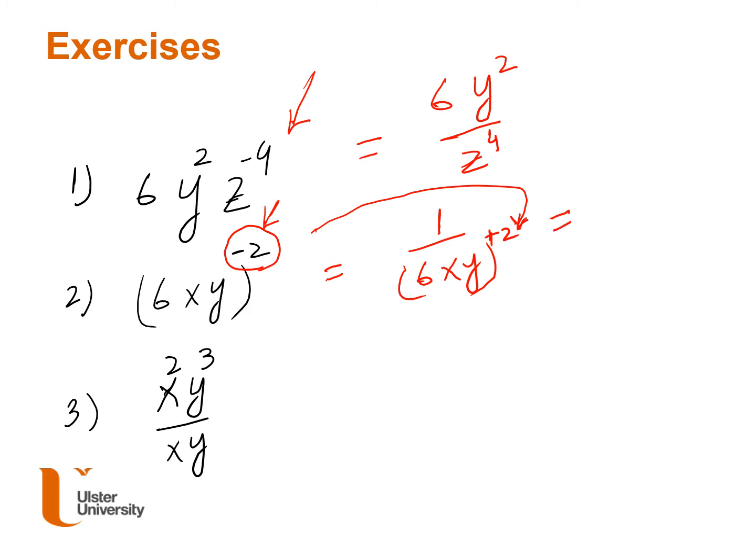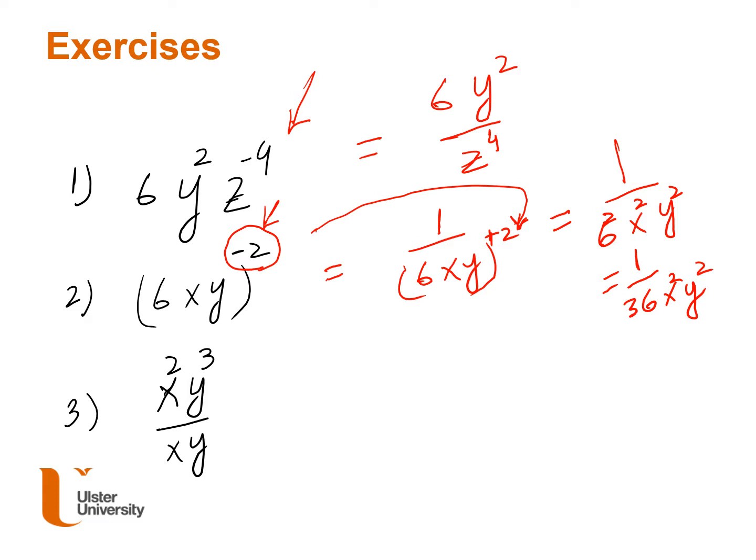We can simplify it a little bit using laws of exponents. We can write 1 over 6 to the power 2, x to the power 2, and y to the power 2. Simplifying it a little bit, it's going to give us 1 over 36, x to the power 2, and y to the power 2.